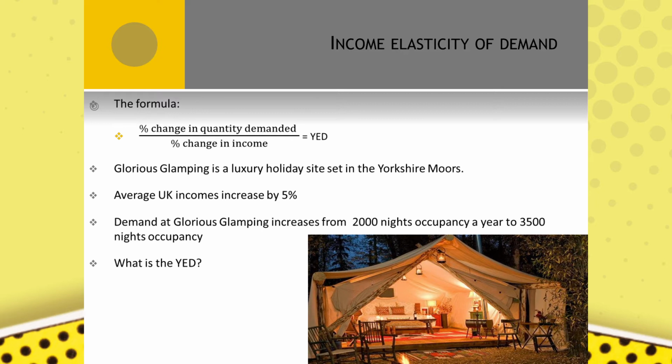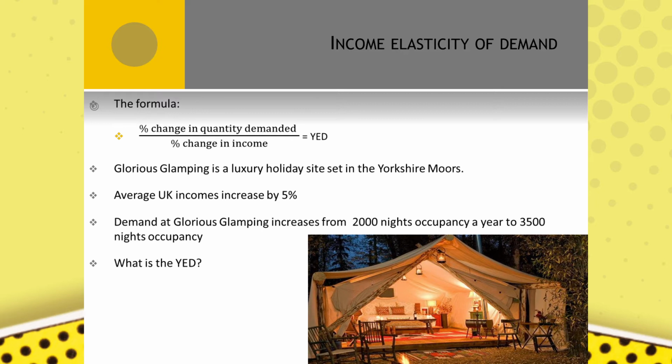So let's look at another example. Glorious Glamping is a luxury holiday site set in Yorkshire Moors. The average UK income has increased by 5%. Demand at the Glorious Glamping increases from 2,000 nights per year to 3,500 nights per year.